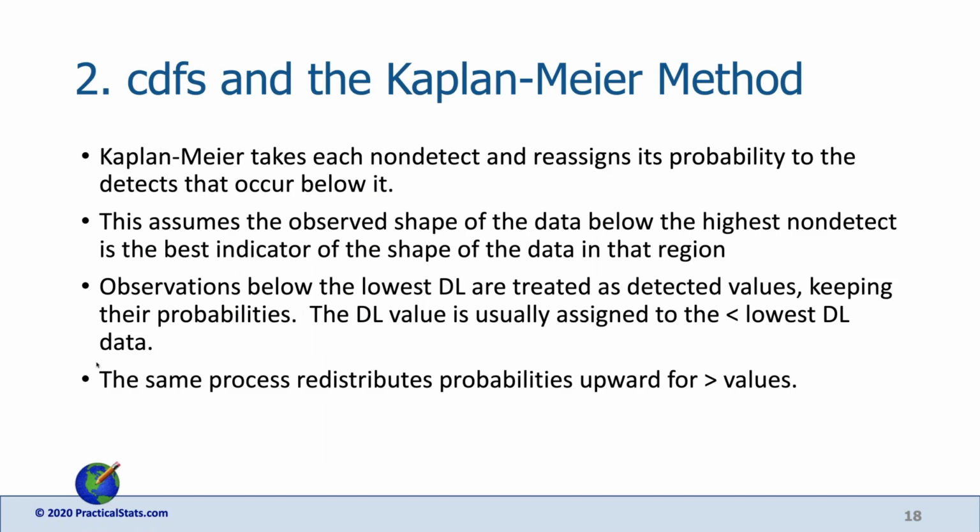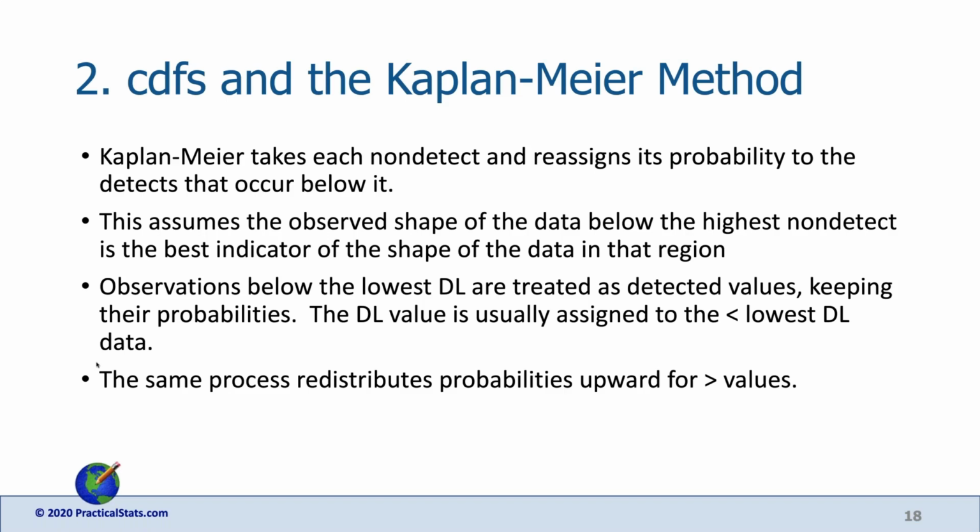So what Kaplan-Meier does is reassign the probabilities when you have non-detects. There's no probability assigned to a non-detect because you don't have a value for it. A less than 5 is not 5. So what it does is take the probability, that 1 over 10 in the previous slide, and push it down to the other data that are below it.